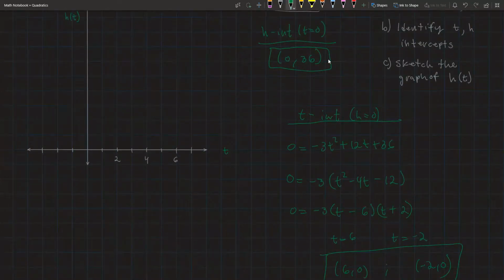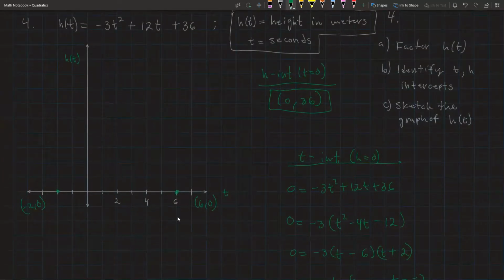Perfect. So look, we have (6, 0) here. (Negative 2, 0) here. And we want to figure out what's in between them. What's right in the middle of 6 and negative 2? 6 minus 2 is 4, divided by 2. Line of symmetry somewhere here, at t equals 2. So we know this is going to look something like this.